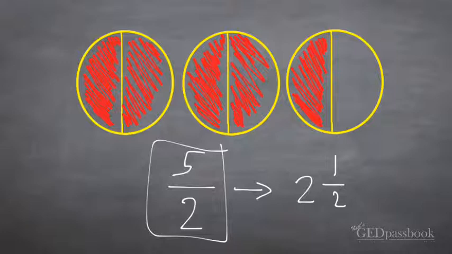Why is that useful, Neil, to even learn how to convert? It's useful because of later math. So, we're given, actually let's use that example, 5 over 2.